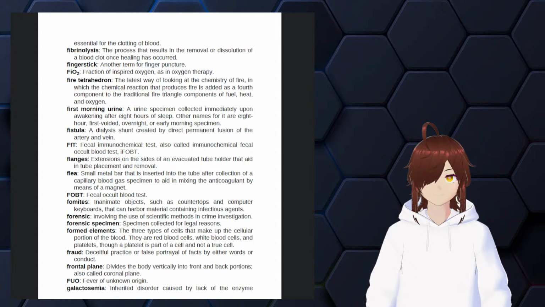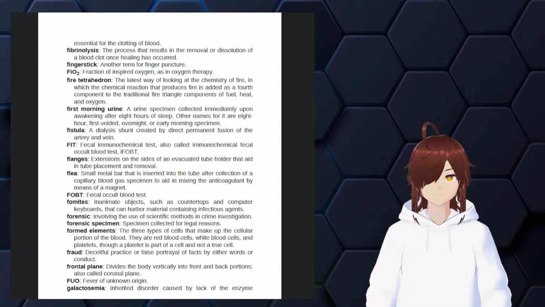Fistula, a dialysis shunt created by direct permanent fusion of the artery and vein. FIT, fecal immunochemical test, also called immunochemical fecal occult blood test, iFOBT. Flanges, extensions on the sides of an evacuated tube holder that aid in tube placement and removal. Flea, small metal bar that is inserted into the tube after collection of a capillary blood gas specimen to aid in mixing the anticoagulant by means of a magnet.